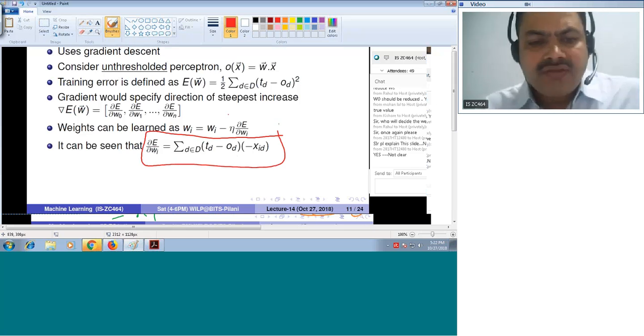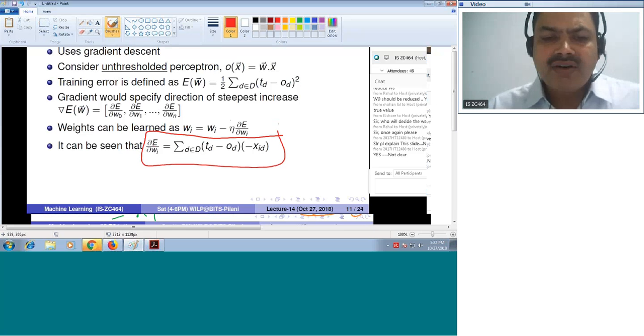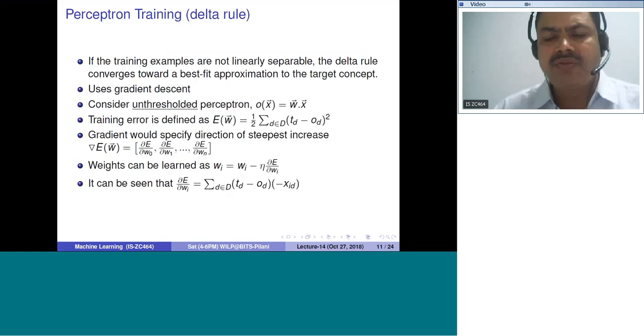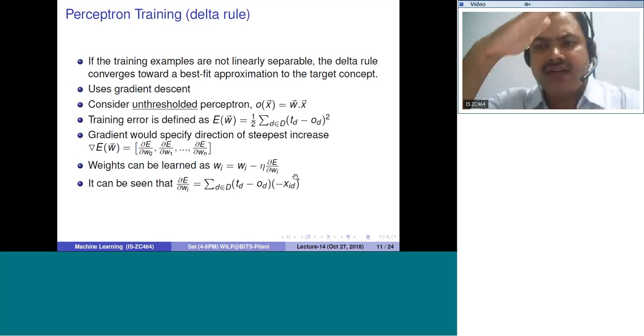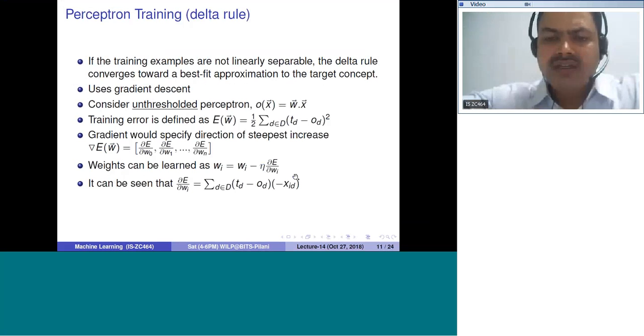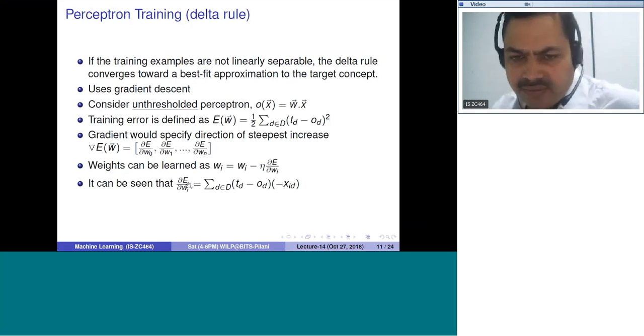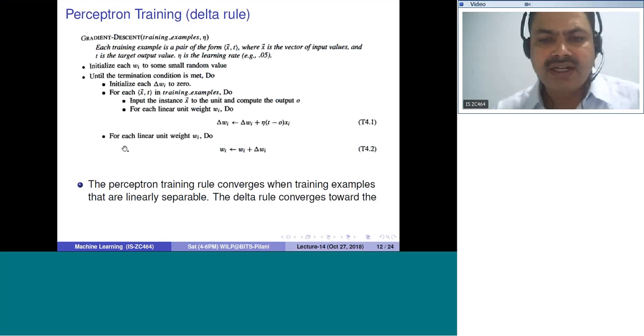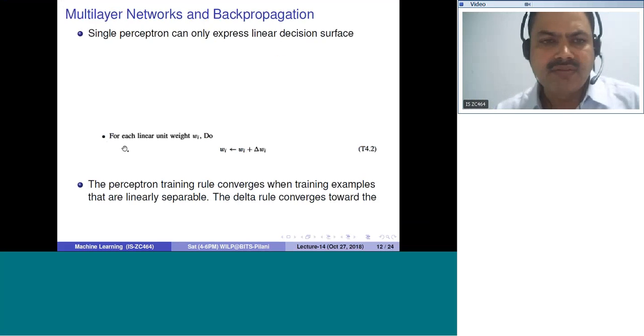If you find this derivative and use this kind of equation to change the weights, then even if your data are not linearly separable, you would be able to find a separator that separates them in the optimal way. This is the delta training rule that is used when items are not linearly separable. You can apply the gradient descent kind of operation, the same thing we have discussed earlier.